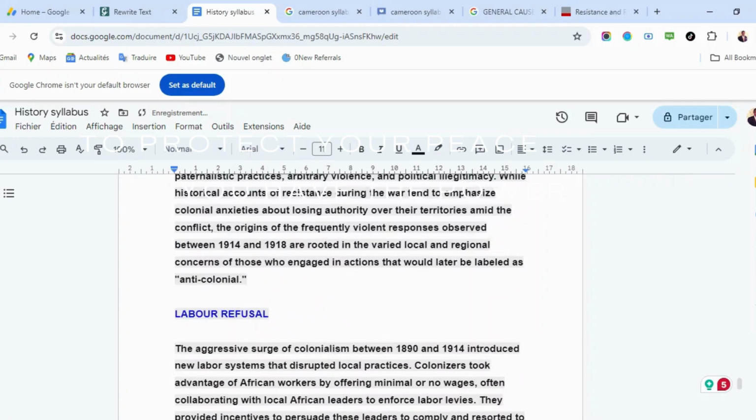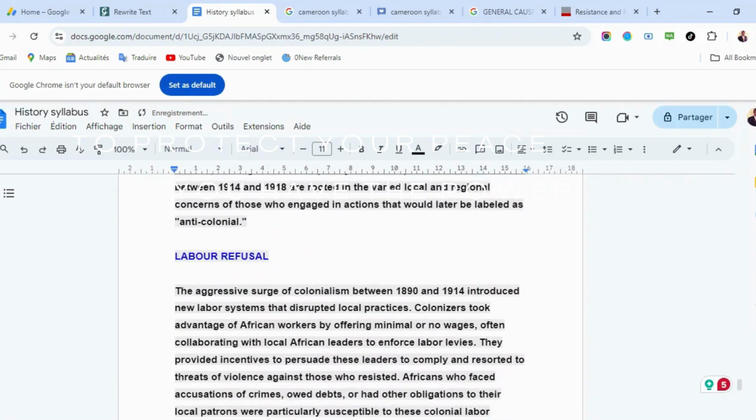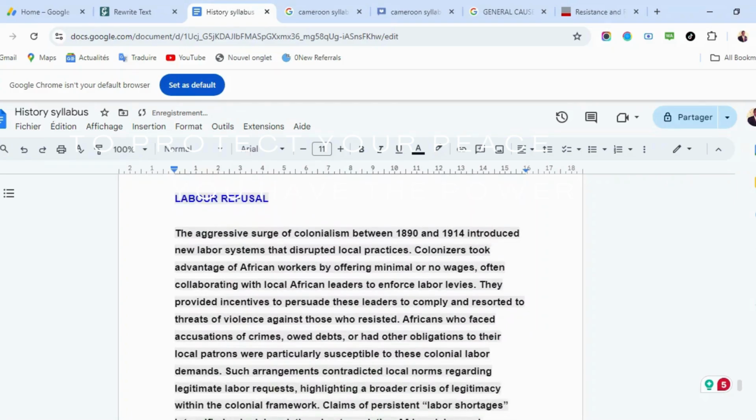So that was the introduction. The first point that led to Africans resisting colonial rule globally was labor refusal. This is because the Europeans imposed forced labor and Africans refused it, saying that they would not accept forced labor. The aggressive surge of colonialism between 1890 and 1914 introduced new labor systems that disrupted local practices.